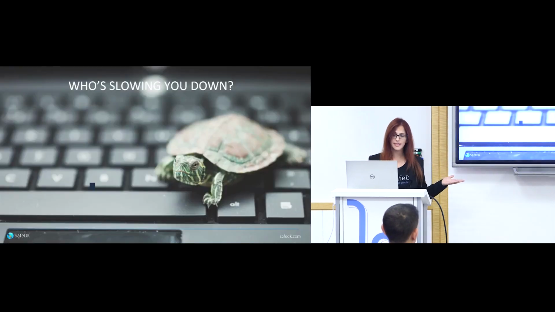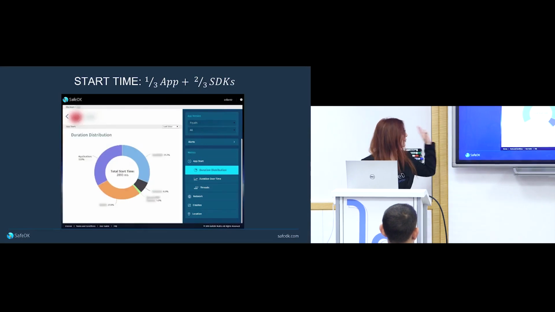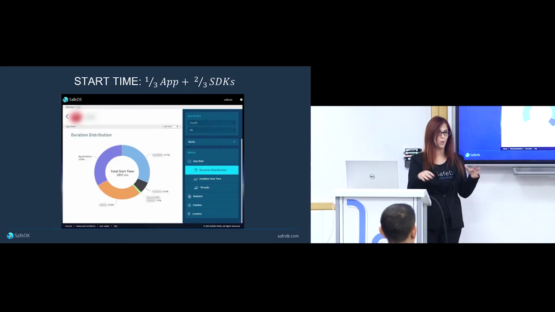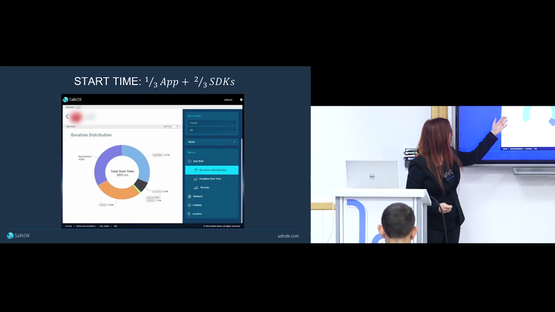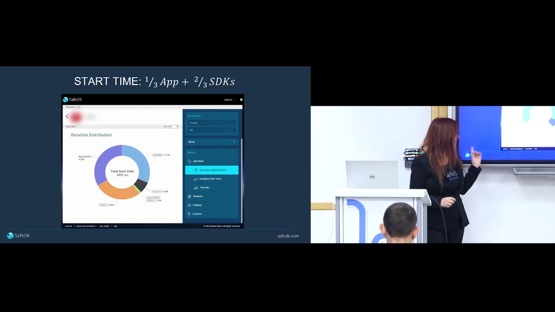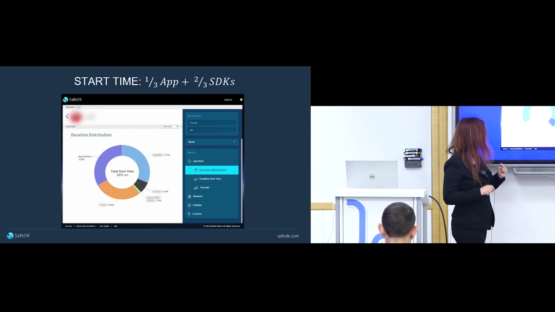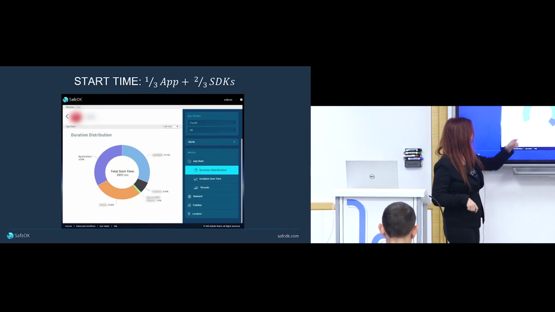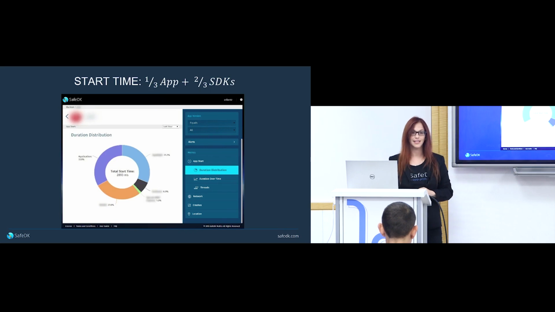Who's slowing you down? SDKs can slow your application down. This is a real screenshot from our dashboard. We are showing the contribution of each SDK to the start time of the application. And what you can see here, in a real customer dashboard, is that the application code contributes only 33% of the application start time, and the rest are SDKs. This is a really unwanted situation. Now you can see two very bad SDKs, the orange one and the blue one, and they are taking almost 30% of the application start time each.